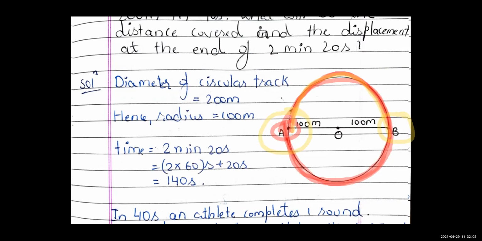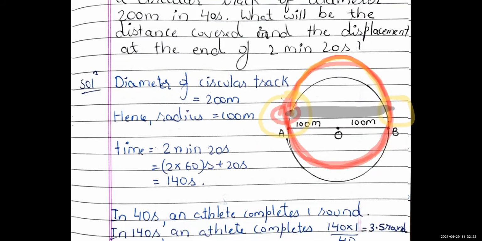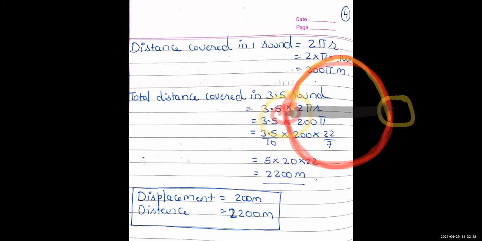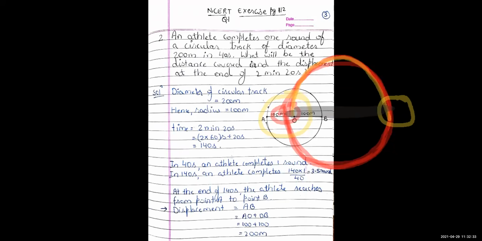So what will be his displacement? Displacement is the shortest distance between the initial position and final position. Initial position is A, final position is B. So what is the shortest distance between AB? So it is the diameter AB, that is AO plus OB. So it is 100 plus 100, that is 200 meter. Let's go to the next slide and there we will see. Okay, here it is.